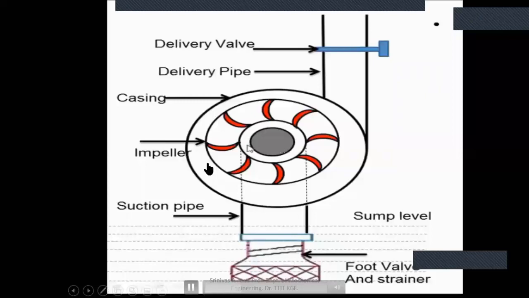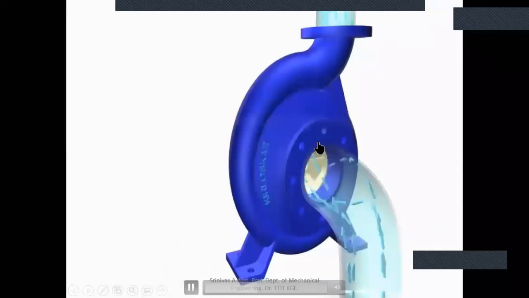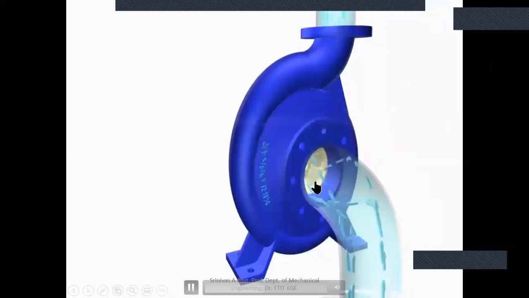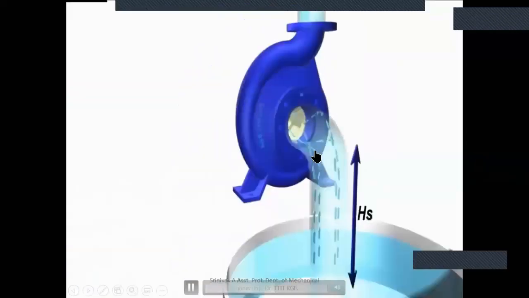Sometimes, what happens? A pressure difference takes place. The pressure at the inlet of the eye becomes less than the vapor pressure of water. That is the concept: when the pressure of water is reduced below its vapor pressure, the water starts to boil. When the pressure is less than the vapor pressure of the water, bubble formation takes place. The water starts boiling at the inlet of the eye, and bubbles form without adding any heat. Because of the pressure difference, water starts boiling and bubbles start to form.